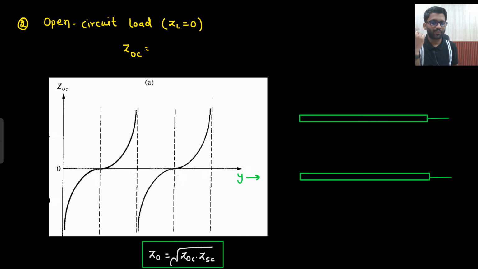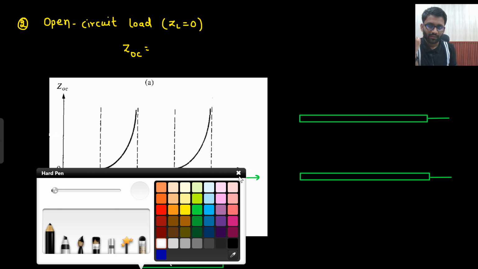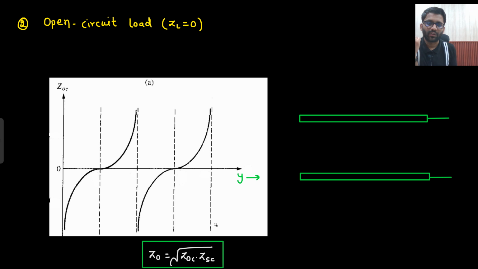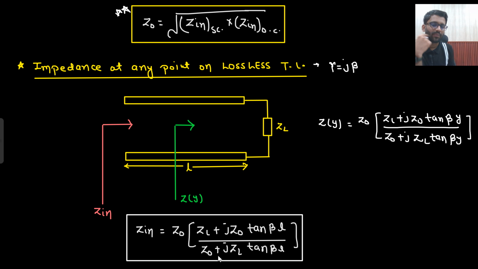Now the same goes for open circuit load. Now the load is open circuited. So what will be your Z in if your load is open circuited? Let's see in this formula.